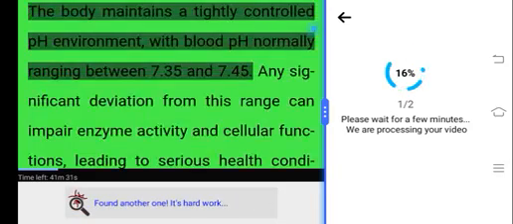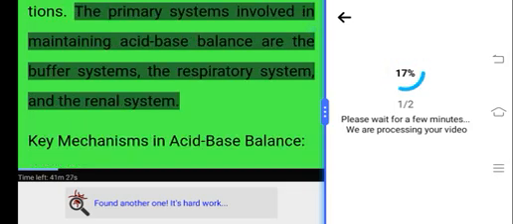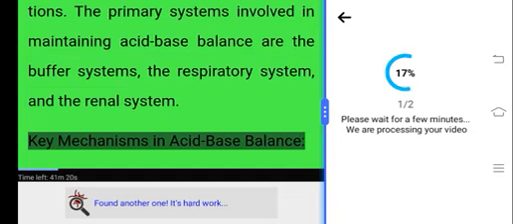2. Acid-base balance. The body maintains a tightly controlled pH environment, with blood pH normally ranging between 7.35 and 7.45. Any significant deviation from this range can impair enzyme activity and cellular functions, leading to serious health conditions. The primary systems involved in maintaining acid-base balance are the buffer systems, the respiratory system, and the renal system. Key mechanisms in acid-base balance.